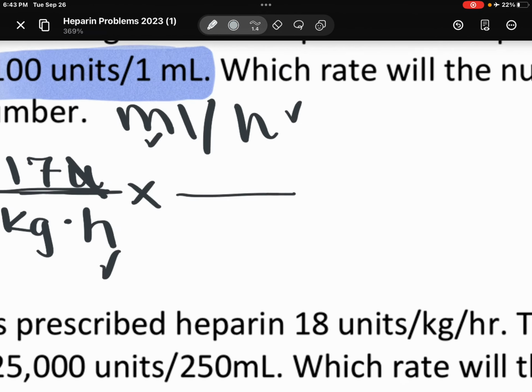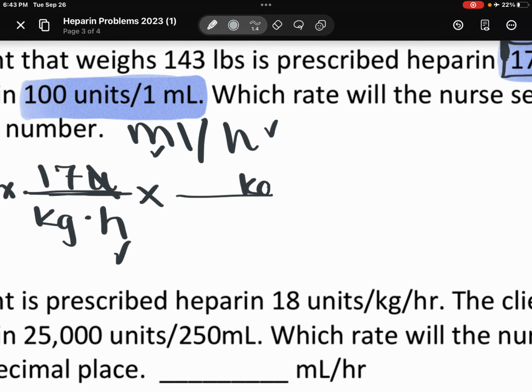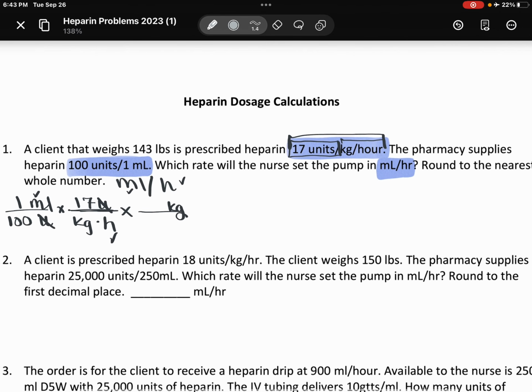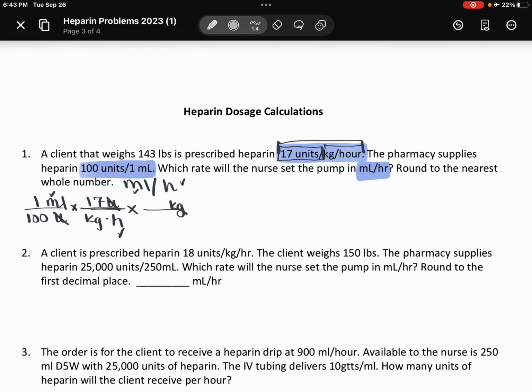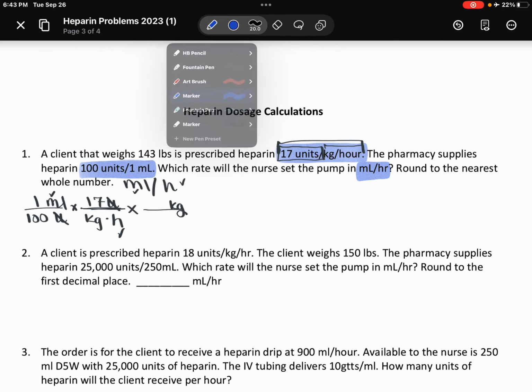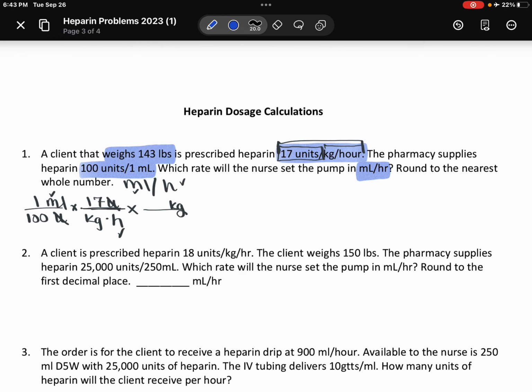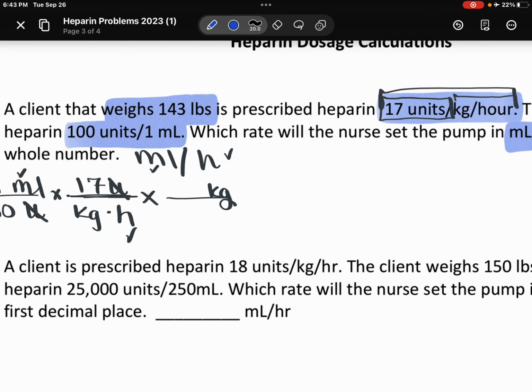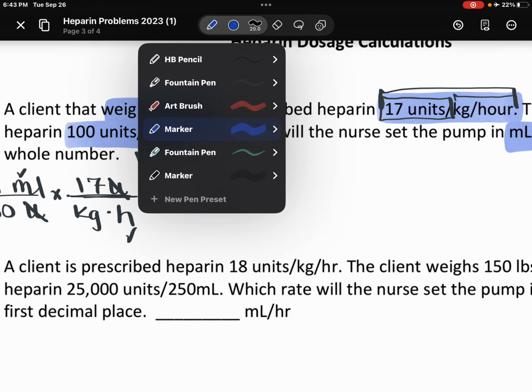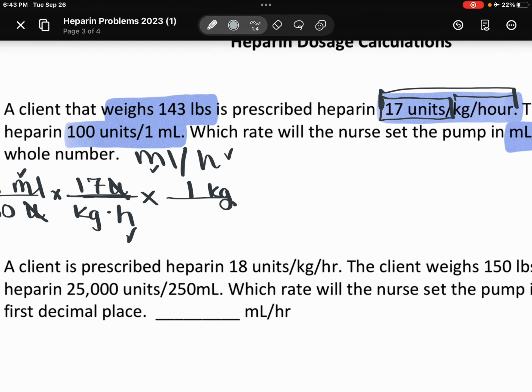So I'm going to bring my kilogram up. Now I need to look at my problem again. Is there anything in my problem that states anything about kilograms? Not really, but we do have how much the client weighs. I've got 143 pounds right here. I know that 1 kilogram is 2.2 pounds. So now my kilograms have canceled.